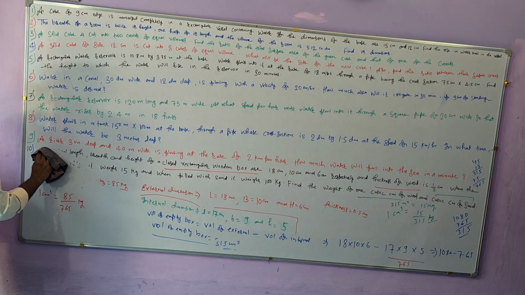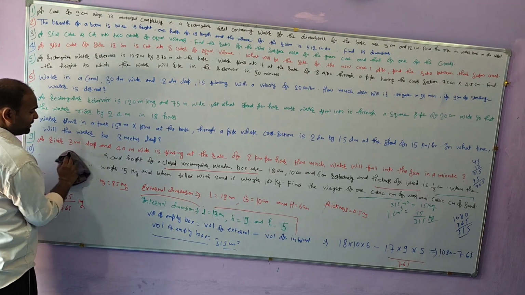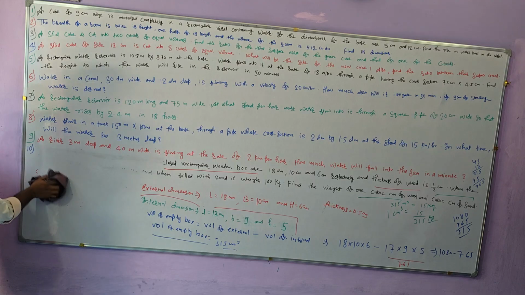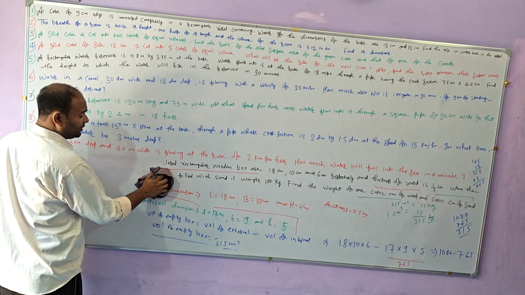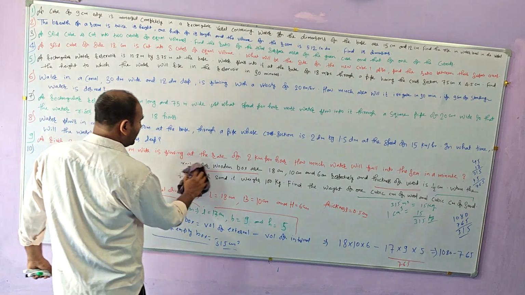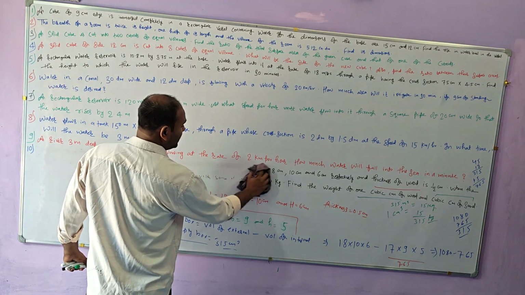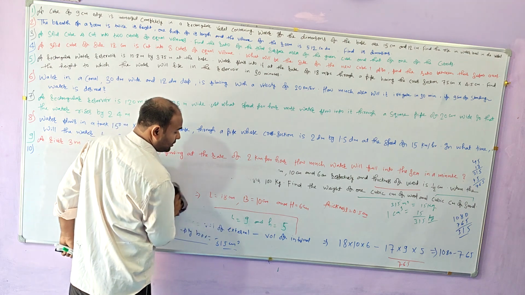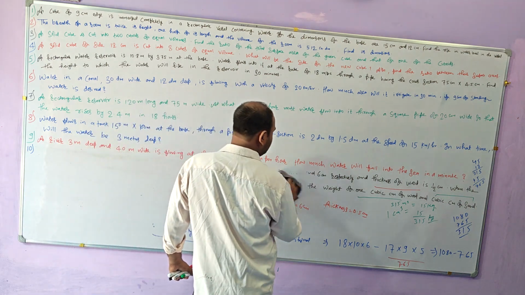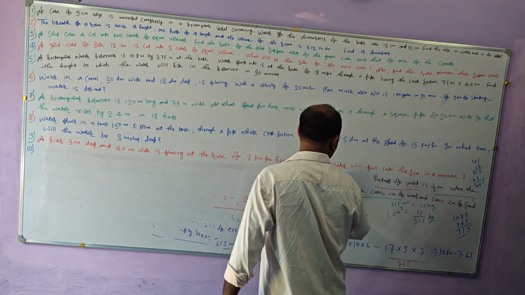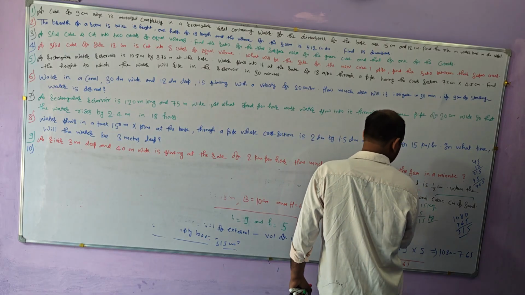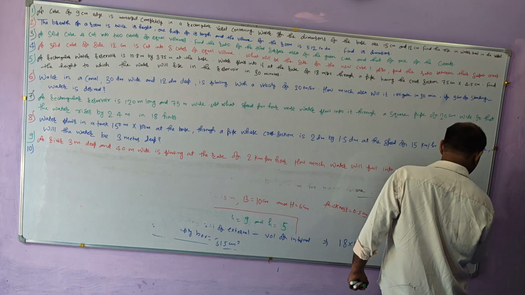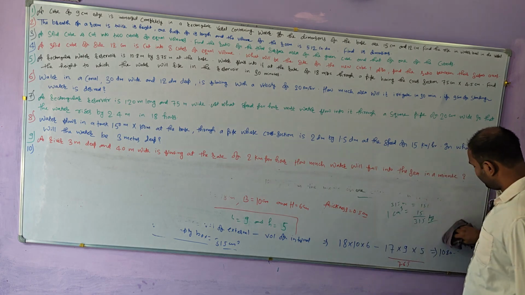In another question: a river 3 meter deep and 40 meter wide is flowing at the rate of 2 kilometers per hour. How much water will fall into the sea in a minute?